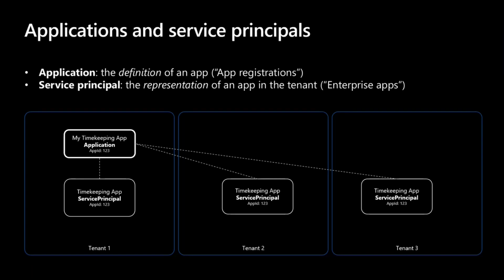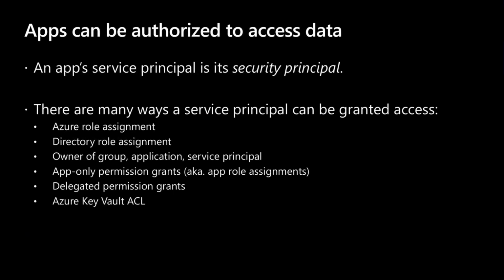And this is really, really important to understand, because the service principal is the security principal. And there are many, many ways that service principals can be granted access. And we just saw two of them, right? We saw the app-only permissions as well as the delegated permission grants. But service principals can actually be assigned roles from a directory perspective as well as an Azure perspective. So just like an end user, a service principal can hold a role. A service principal can be an owner of a group, an application, and other service principals. So they have very, very powerful permissions in this regard.